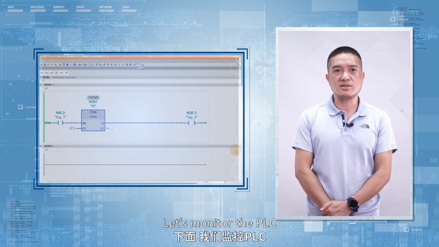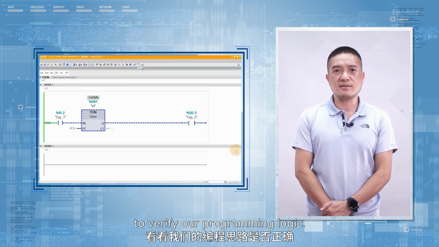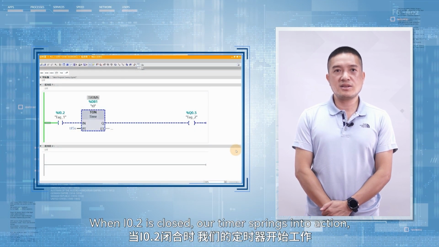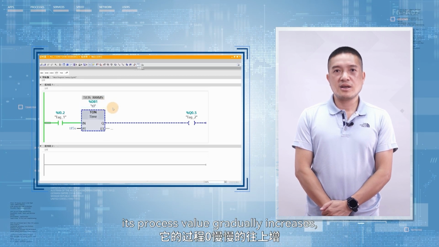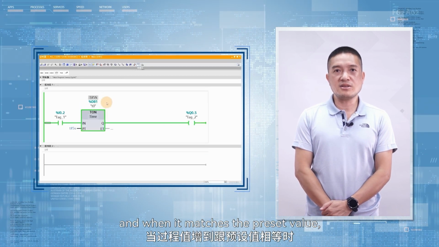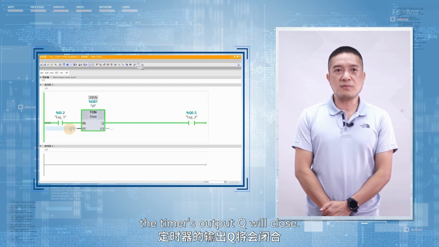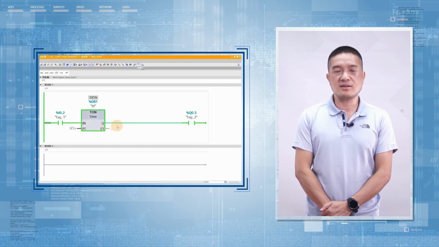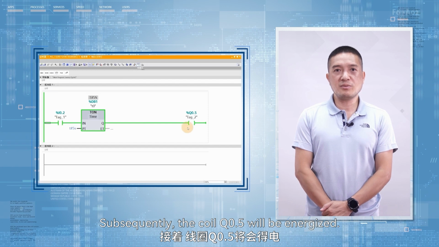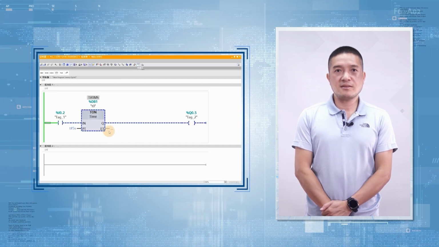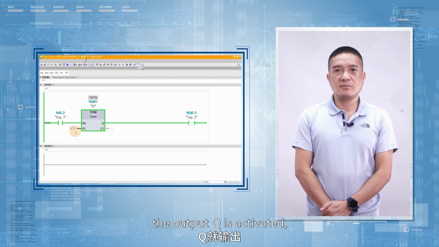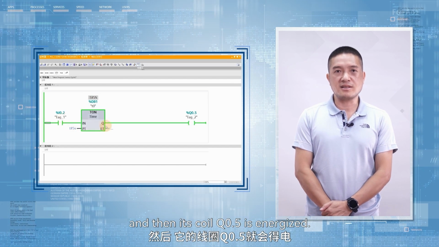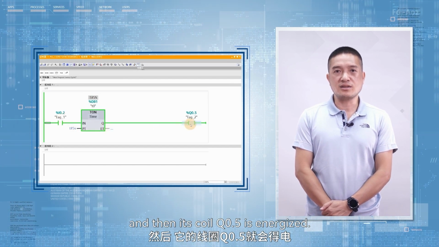Let's monitor the PLC to verify our programming logic. When I0.2 is closed, our timer springs into action. Its process value gradually increases, and when it matches the preset value, the timer's output Q will close. Subsequently, the coil Q0.5 will be energized. We observe that when the process value equals the preset value, the output Q is activated, and then its coil Q0.5 is energized.